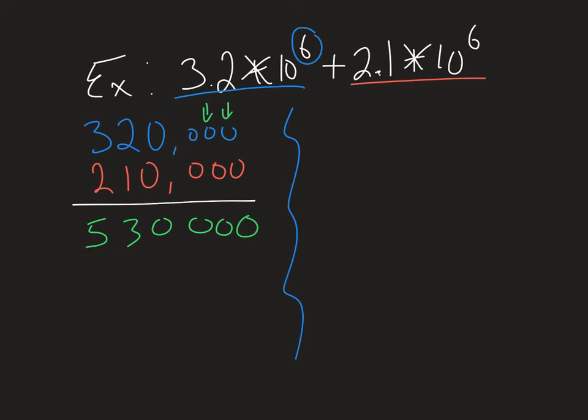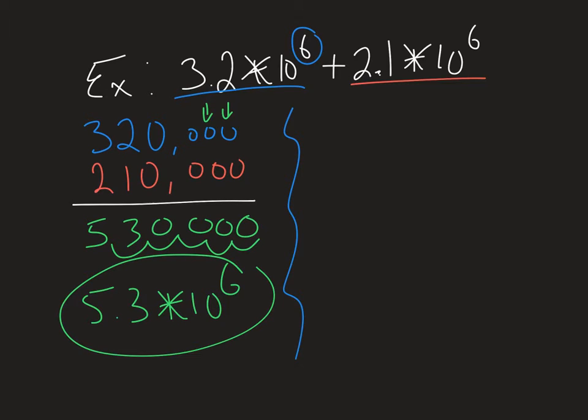And then I'm going to convert this back into scientific notation. So we want to move the decimal over, looks like 6 places, so we're going to have 5.3 times 10 to the 6th power. There's one method.